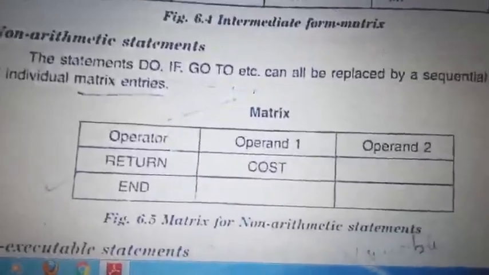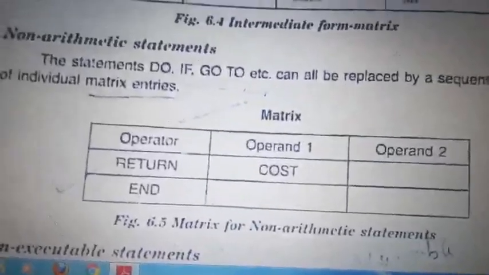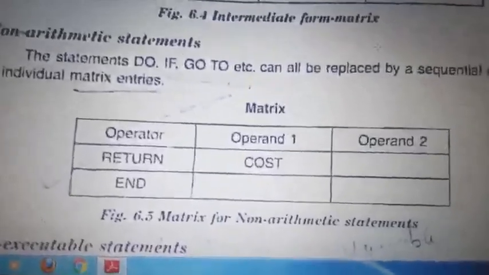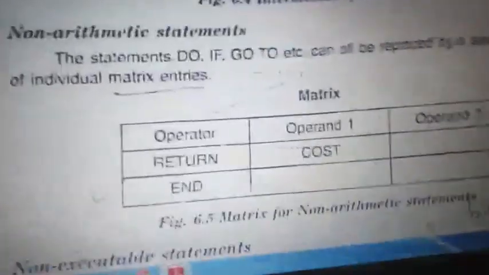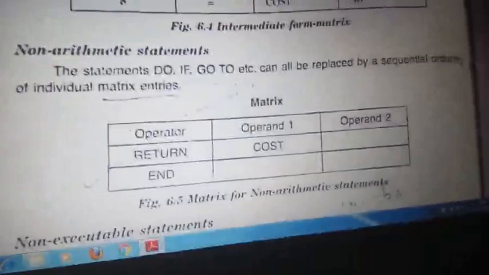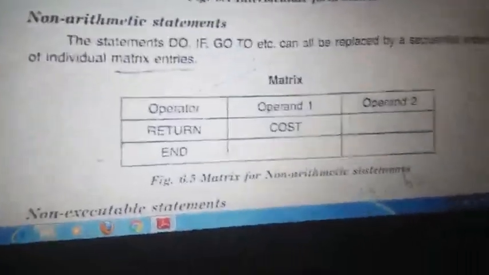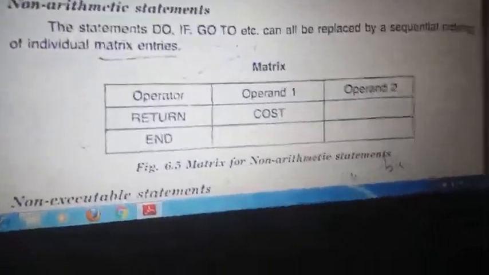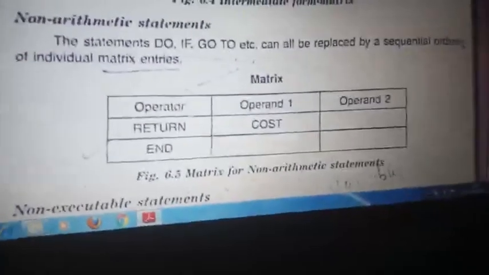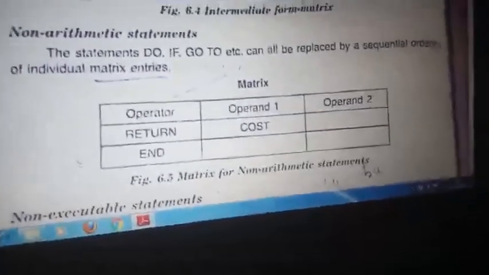Clear? If, go to, all these are non-arithmetic. These are not arithmetic operations. So these are simply replaced with matrix lines. One line is given. For example, return cost. There is no arithmetic operation. It is given in the same order, and it is also written as an operator. That's it. There is no other format of representing non-arithmetic statements.